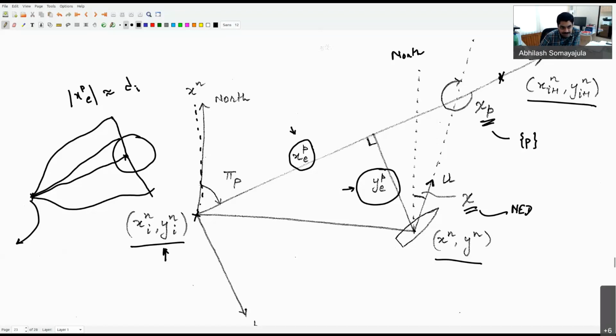Again, because of the positive convention of Z downward, you will see that this angle is defined as positive, as this big obtuse angle. We are not considering an angle like this. That is not the case. Because our Z axis is pointed downwards.